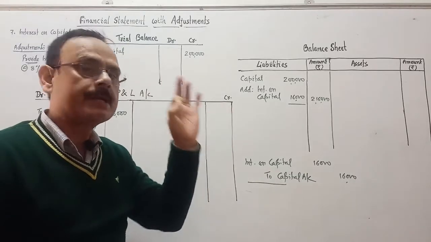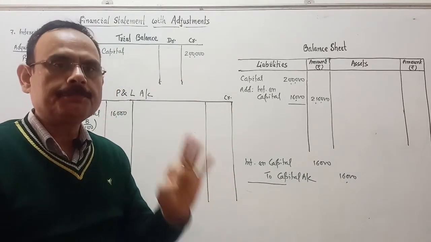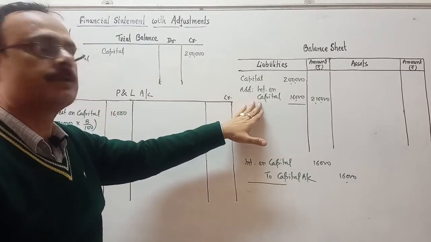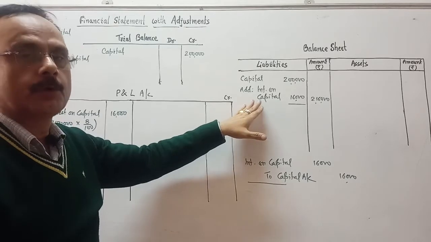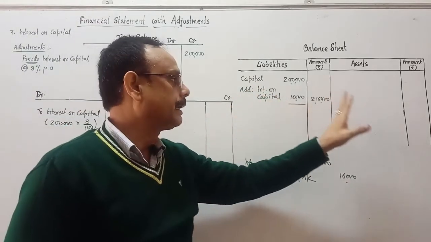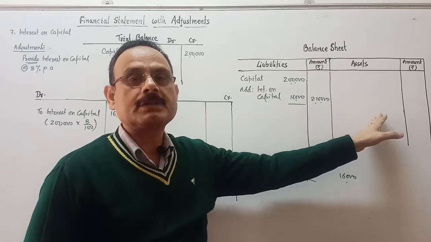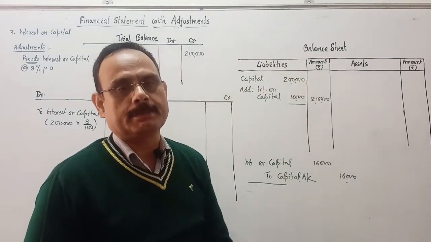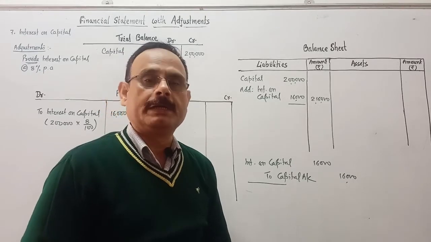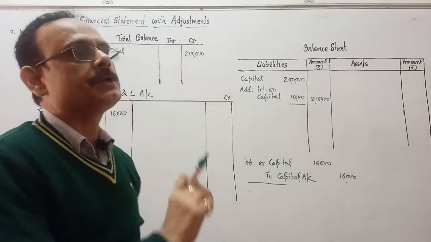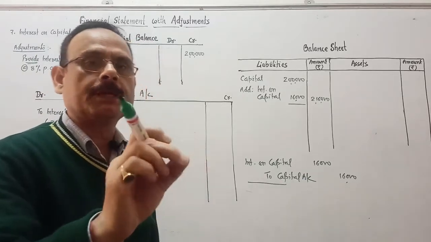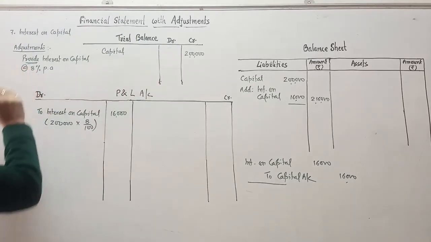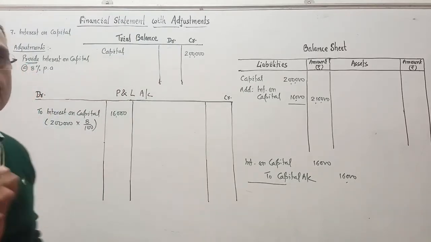If interest on capital is paid, then we are not going to add interest on capital. Then what we'll do, we'll deduct the amount from cash balance, because interest on capital is paid. So your cash balance will be reduced by that amount. In the asset side, we'll deduct from the cash balance, or if it is paid by check, then we'll deduct from the bank balance. Here it's a provision. Provide means it's a provision. So provision means it is not paid.